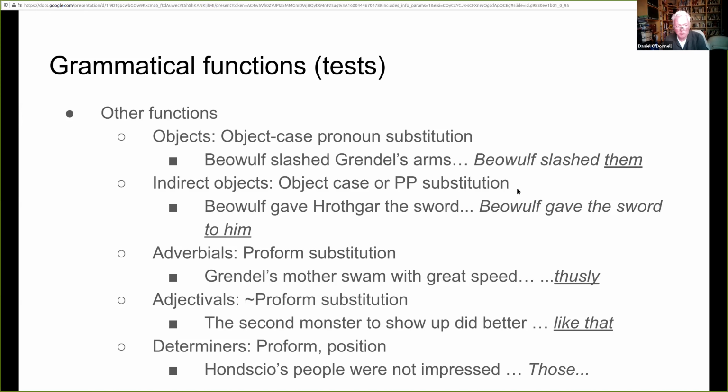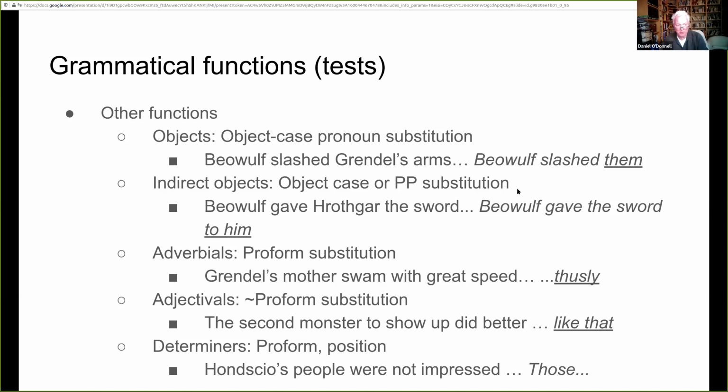Indirect objects: Beowulf gave Hrothgar the sword. Beowulf gave the sword to him. You could use him there as well, but I'll talk more about that when we talk about cases in Old English. Same with adverbials and proforms. Grendel's mother swam with great speed. Grendel's mother swam thusly. I can show that with great speed is therefore an adverbial.